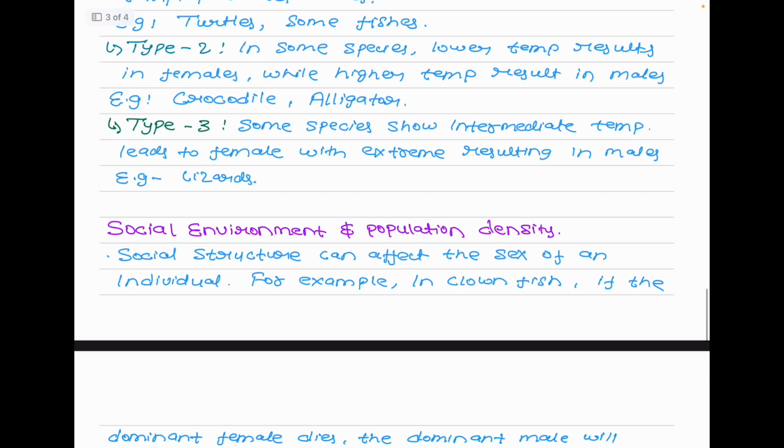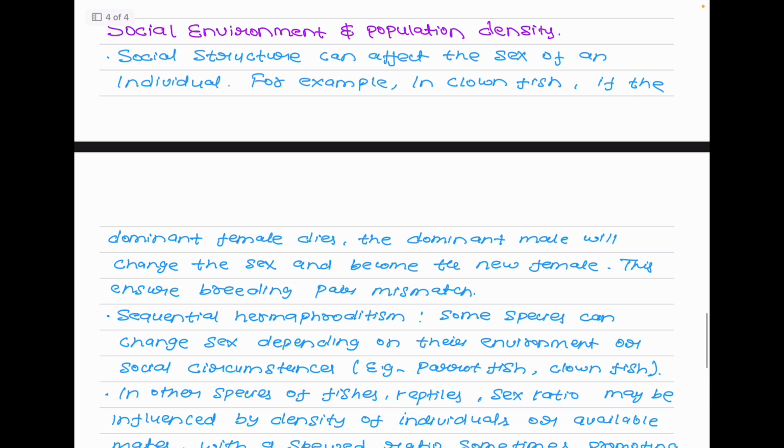Next one is social environment and population density. In some species, social structure influences sex determination. For example, in clownfish, the largest individual in a group becomes the female, while others remain male. If the female dies, the next largest male changes sex to replace her. That means if the dominant female dies, the dominant male will change sex and become the new female. This ensures a breeding pair remains. This phenomenon is known as sequential hermaphroditism and is an adaptation to maximize reproductive success.